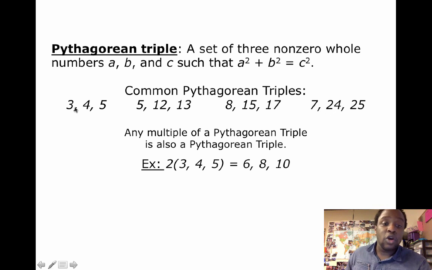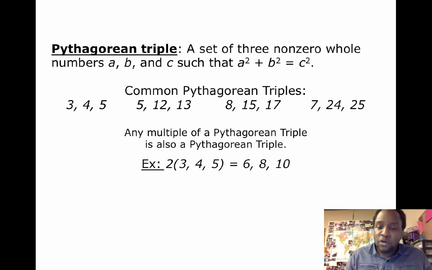It makes it so much easier for a lot of problems, because of how tests are made, and even with standardized tests, they tend to like to have nice numbers, and these are the nice numbers that they would have with these types of problems. So it's a good idea to memorize these 4 triplets.